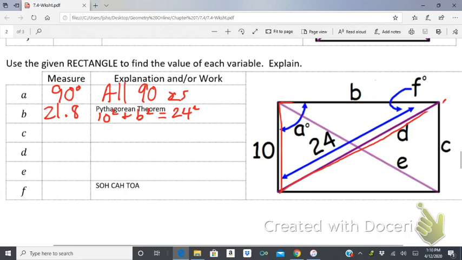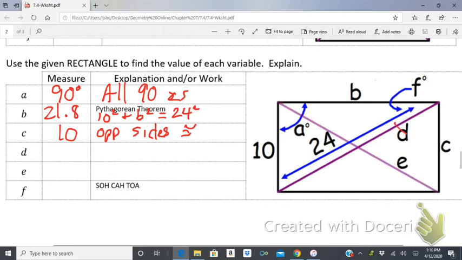So now let's look at C. So here is C. We need to find C, which is this side, and we know that those two sides are the same because opposite sides are congruent to each other. So that means that C is going to be 10. Now it's pretty important that you understand the reasoning behind all these. It's pretty important that you understand why these are all the same. So if you don't get this, shoot me a message and say, hey Mr. Shepard, I don't understand where you got this thing from. Okay?